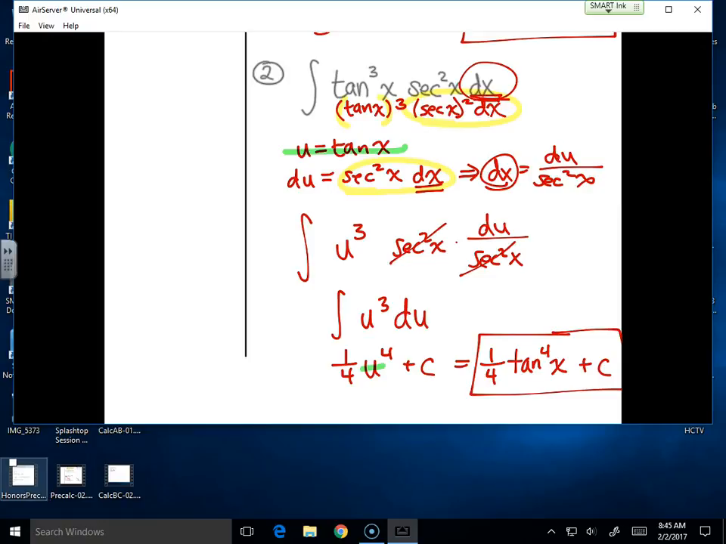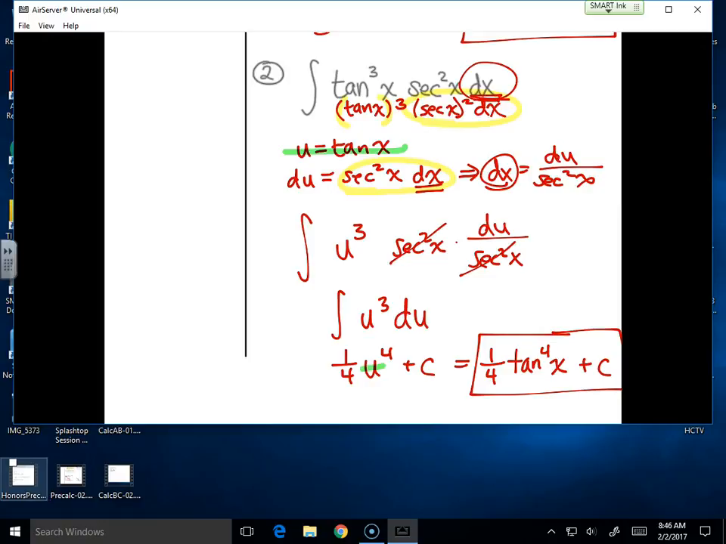How can you double check? Derive it. This little 4 would come down. He would cross out. He would become a 3, and he would be times u prime, which would be secant squared of x, and the plus c would be a 0. I'm just trying to show you my mental math, but yes, we could derive and it would match the original integrand from the beginning.